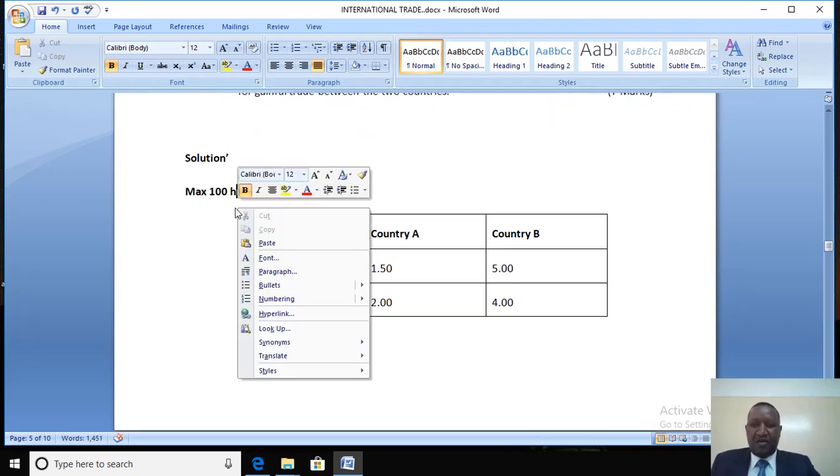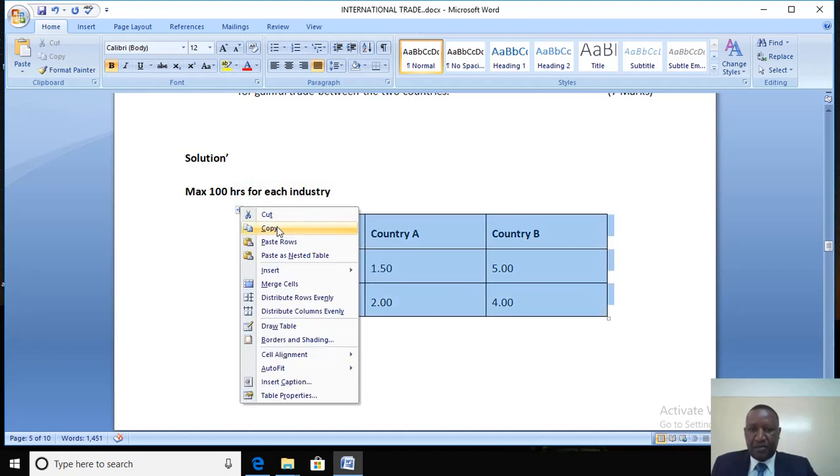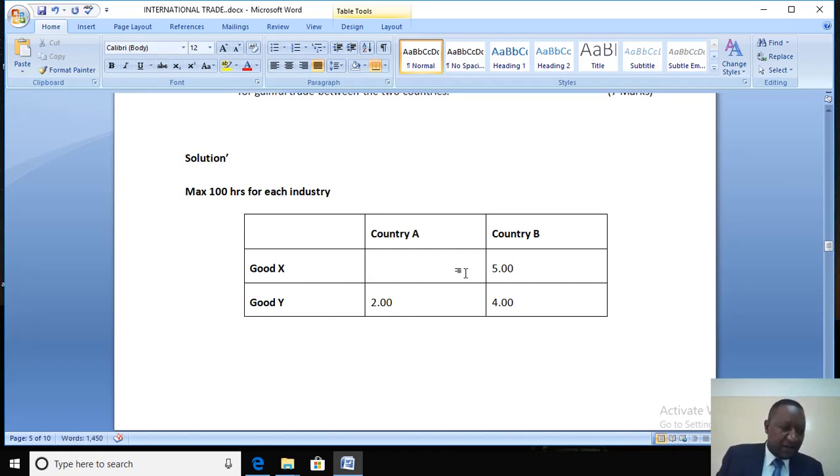So how will our output table look? Estimated output will be 100 divided by 1.5. That's the output for good X. 100 divided by 1.5, you should get 67, a rounded-off figure. How many units of good Y are we going to produce in country A? It's 100 hours divided by the 2 hours that we are spending to make 1 unit of a product. So we'll have a total of 50 units.